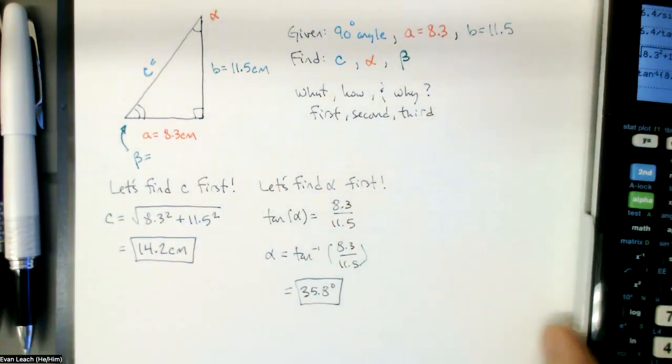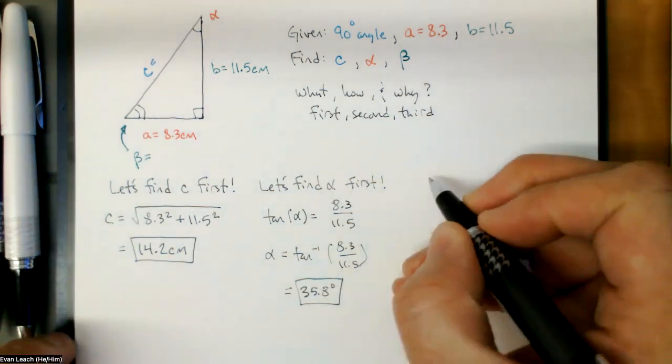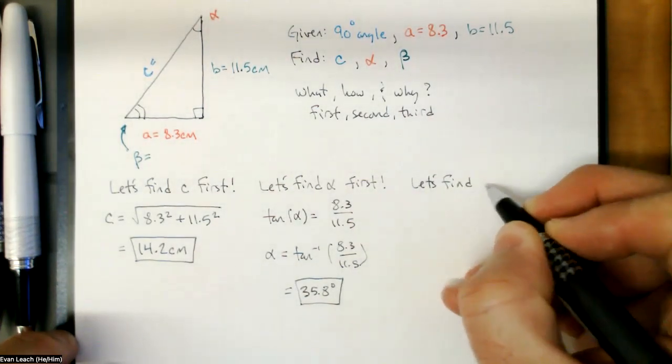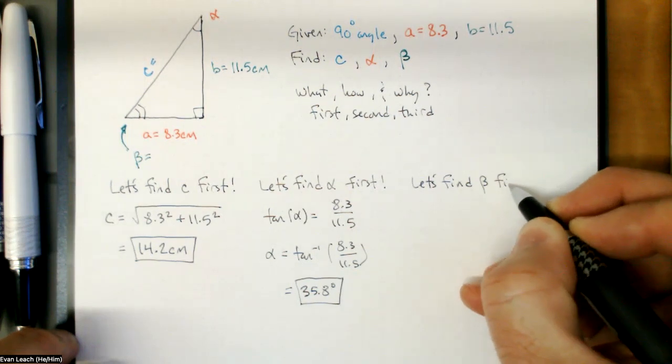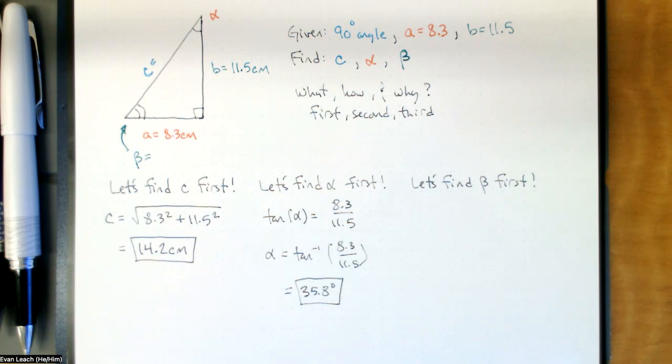So that's how we can find alpha right from the get-go. Alpha can be the first thing that we can find. With that in mind, can we find beta first? What would that look like? What trig function would we use?